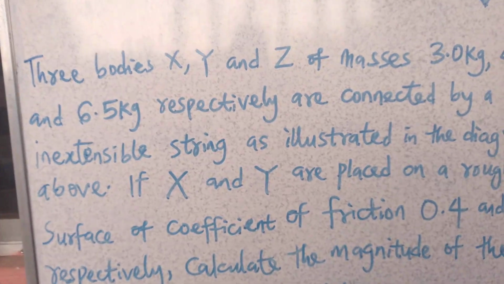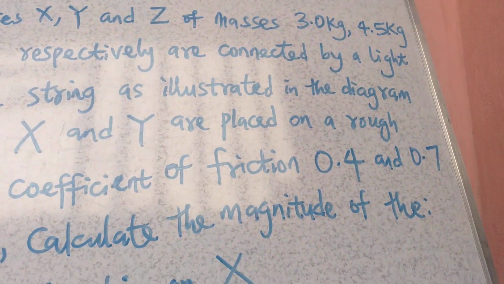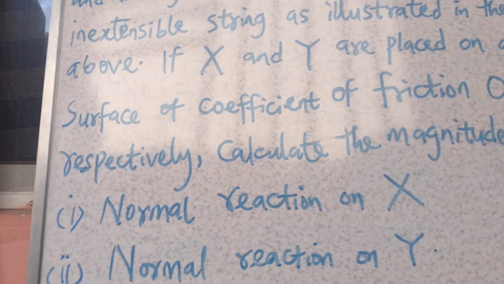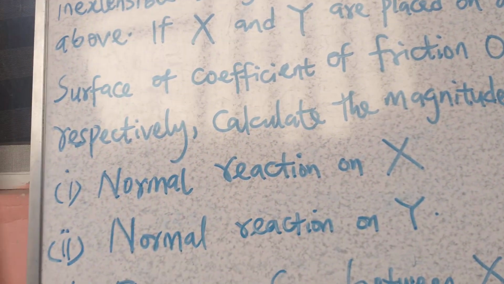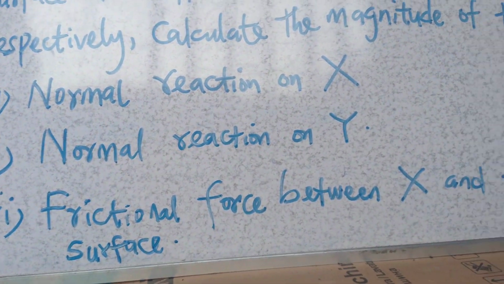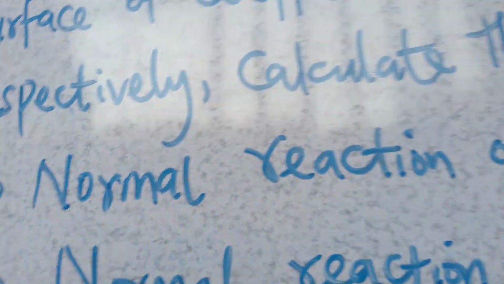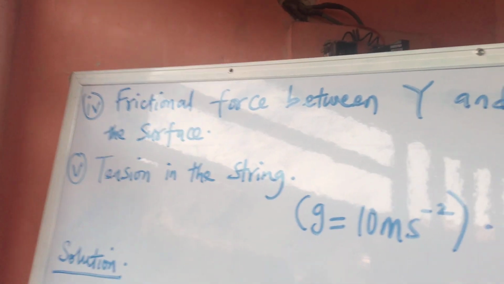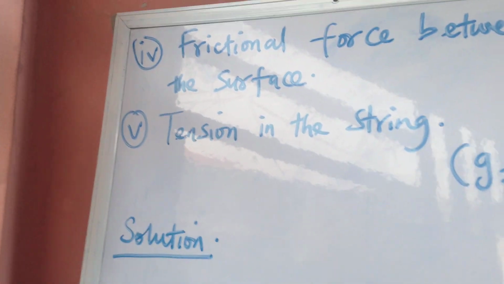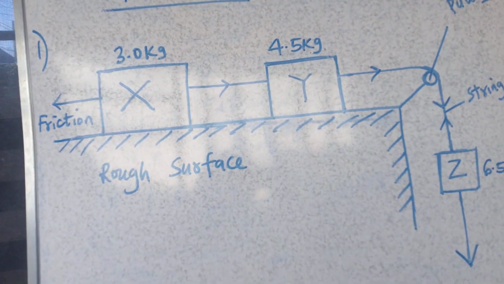If X and Y are placed on a rough surface of coefficient of friction 0.4 and 0.7 respectively, calculate the magnitude of the normal reaction on X and the normal reaction on Y, and then the frictional force between X and the surface. Then the next one they say we should find is the frictional force between Y and the surface, and then the tension in the string. Okay, so let's come back to this.